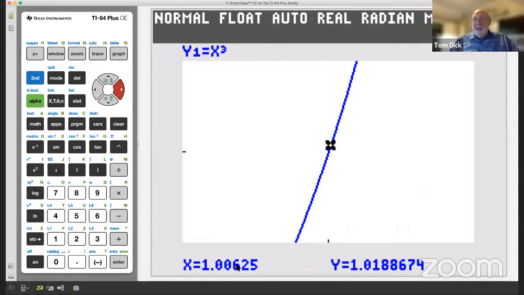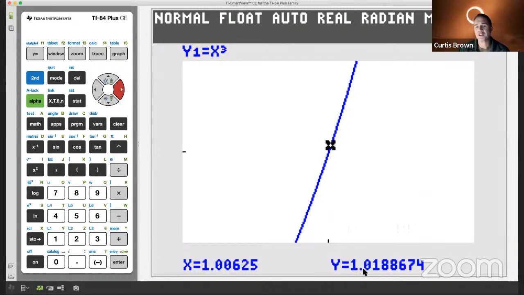If you'll notice, how much did x change? Well, it's 0.00625. That's how much above 1 we've moved to the right. So let's just think about that 0.006. And the y value changed by 0.0188. Okay, and you can see that this is roughly a change about 3 times as great as the change in x. Kind of rough, but it's actually closer to 3 than the value we got before. And if we kept zooming in, we'd get closer and closer to this limiting slope of 3.